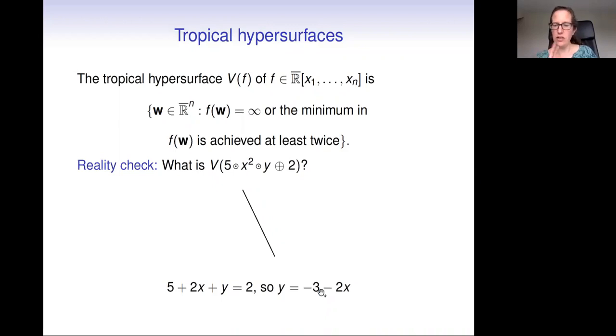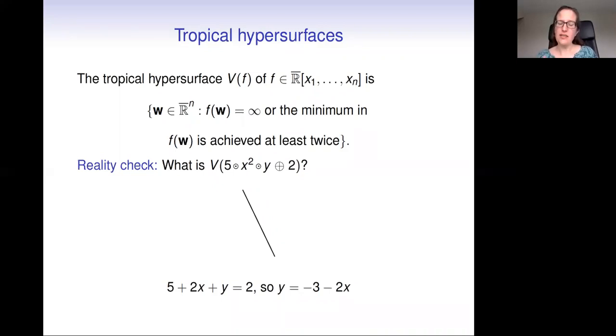Okay, so any questions, comments about the definition? Okay, it's a question. If it's a monomial, does it have a tropical hypersurface? So then, if it's a monomial, you're not going to get the minimum achieved twice. You have to go for the f of w equals infinity.